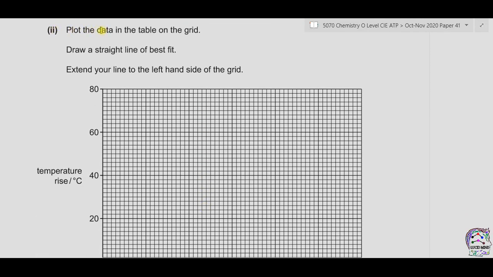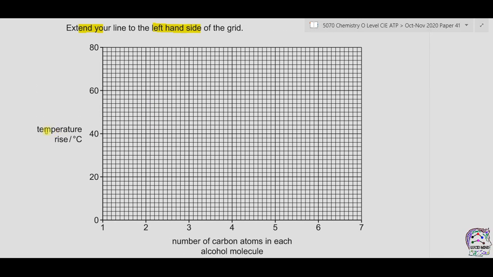Part 2. Plot the data in the table on the grid. Draw a straight line of best fit. Extend your line to the left hand side of the grid. In the graph we can see that on y-axis we have temperature rise, so we can obtain the temperature rise from the above table. On x-axis we have number of carbon atoms in each alcohol molecule, so we can also follow the carbon atoms. In the table you can see that for 2 carbon atoms we had 20 degrees centigrade temperature rise.